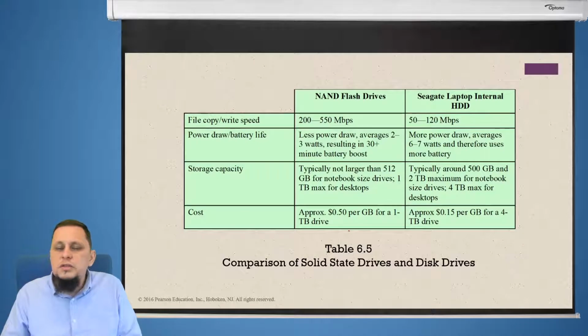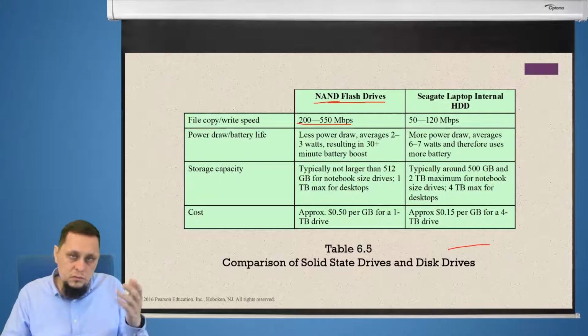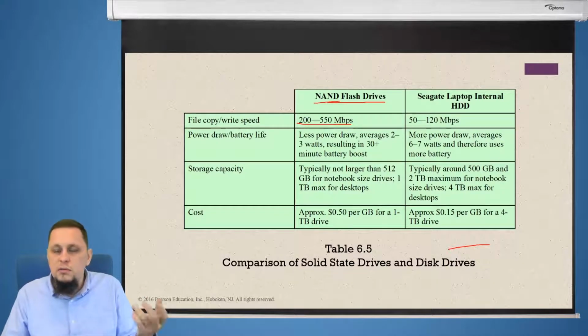So this is the comparison between the SSD and the HDD. As you can see, the speeds are much faster. This is a bit slower, the flash drives. Nowadays we have even faster NVMe, etc. They even write in gigabytes per second. In this case it is gigabits per second, and this one is in megabits per second, but still much faster compared to the HDD.